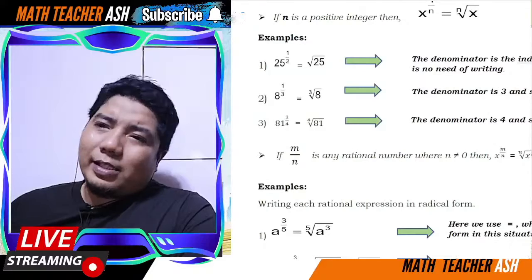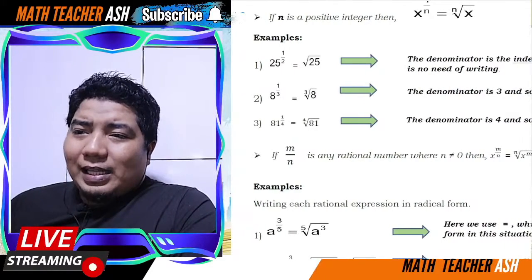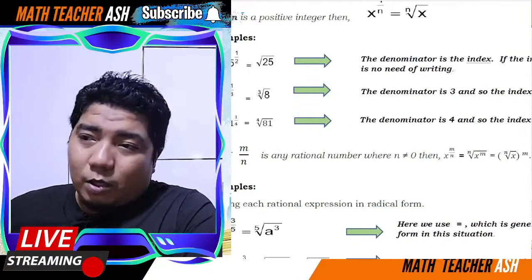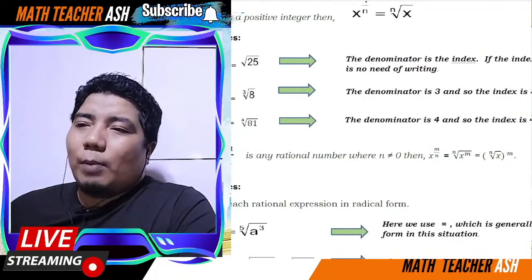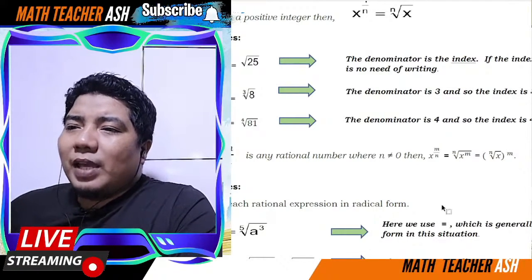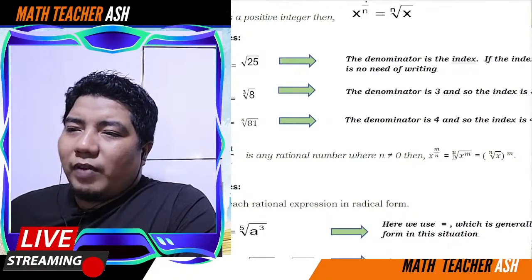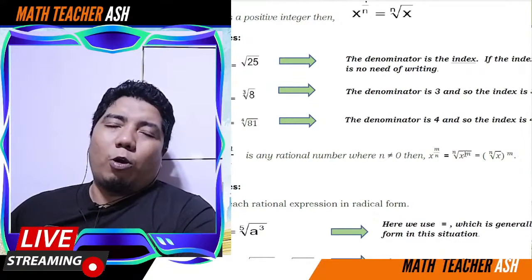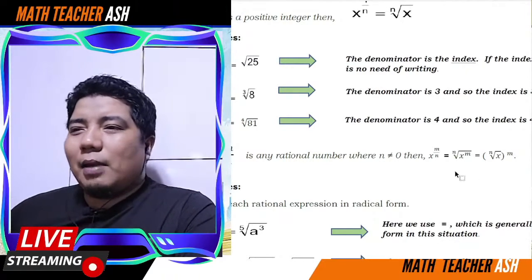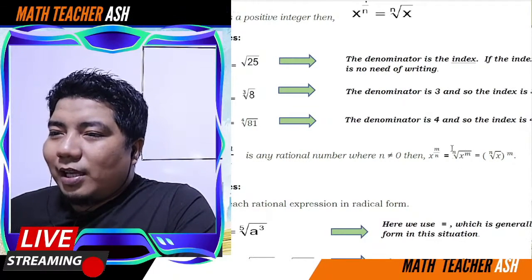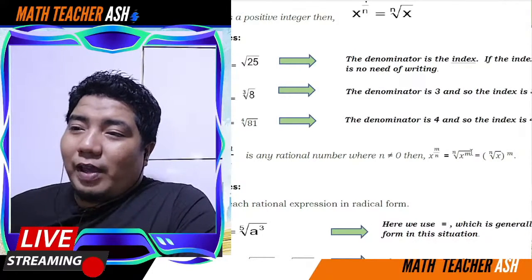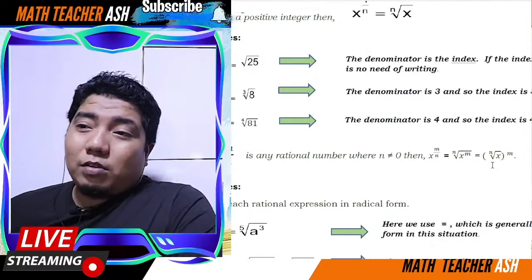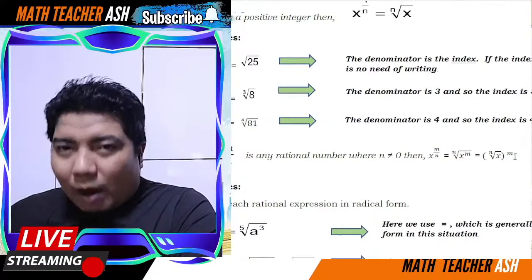So, kapag isi-symbolize naman natin yan, if m over n is any rational number, okay, m over n, fraction, rational number, where n is not equal to 0, then we can say that x to the power of m/n is equal to the nth root of x to the power of m. So, yung denominator naging index, yung numerator naging exponent sa loob ng radical sign. Ganun lang kadali, my dear math learners. So, therefore, you can write it as like this, nth root of x to the power of m, or the quantity nth root of x, to the power of m.